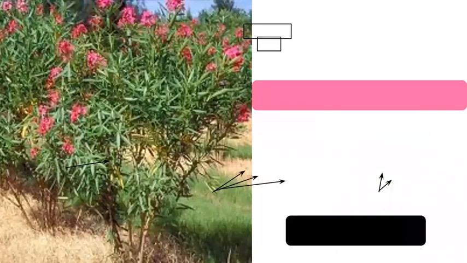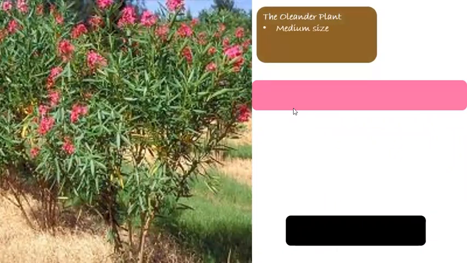Okay? Look at this plant. This is the oleander plant. Okay? This oleander plant has a medium size. Let's look at the stems of this plant. Does it have one stem? Does it have green stems? No. This plant has many woody stems and it is perennial. So, is it a tree, a shrub, or a herb? Did you say shrub? Excellent.